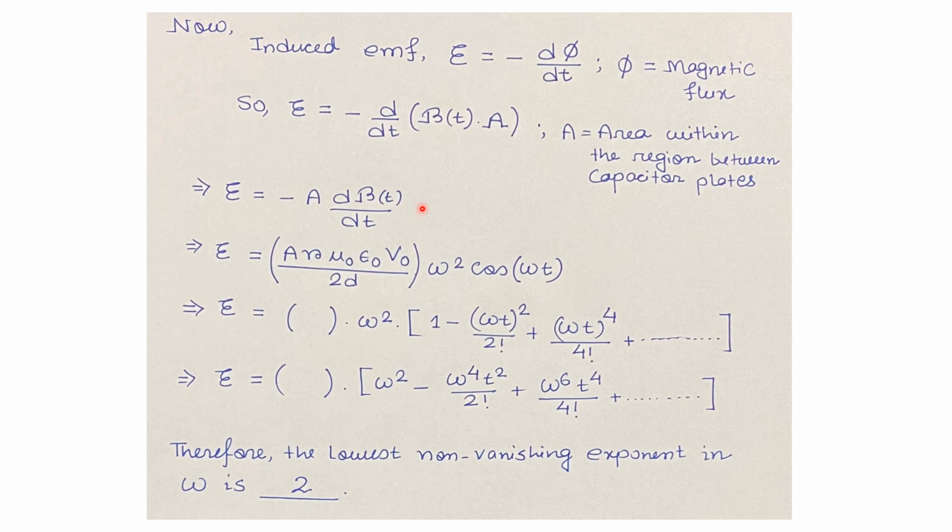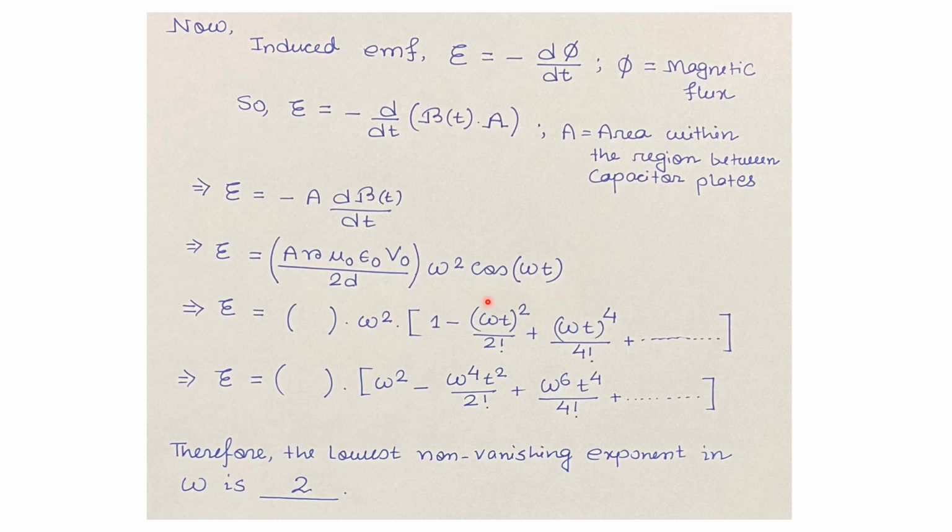Now we have calculated the magnetic field associated with the applied voltage across the capacitor in the last slide. So this d by dt of B will give here E equals A, that is the area, times r mu naught epsilon naught V naught divided by 2d times omega square cos omega t. Now the terms in the parenthesis are independent of omega, so we will not write them again and again. We will consider the omega dependent part here.